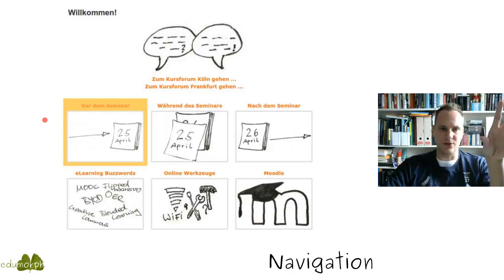Now this course has a chronological structure, because "vor dem Seminar" means before the seminar. So I've got a little calendar sheet and an arrow pointing towards the calendar sheet, meaning before. Then it's a 2-day seminar, so you've got these 2 calendar sheets there, and then you've got some tasks to do after the seminar.